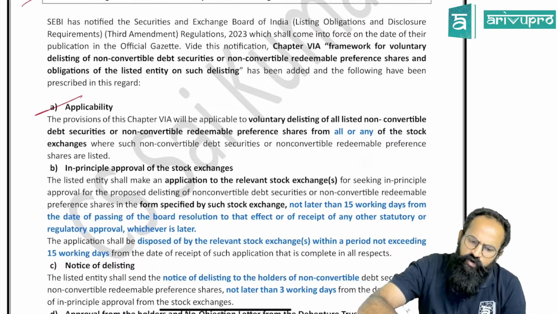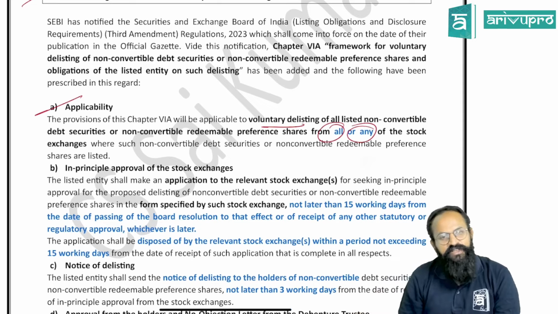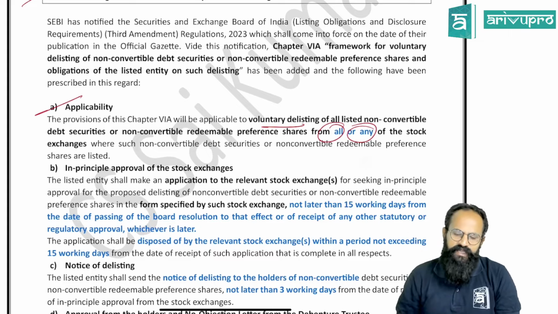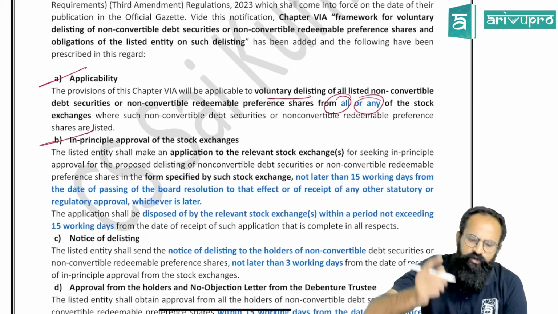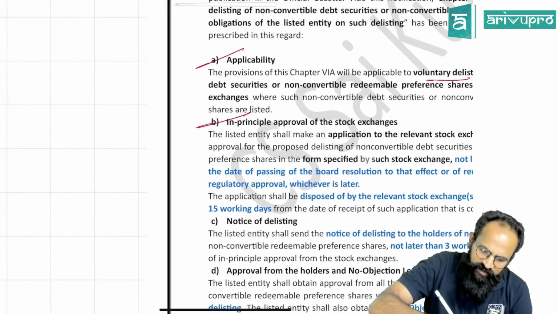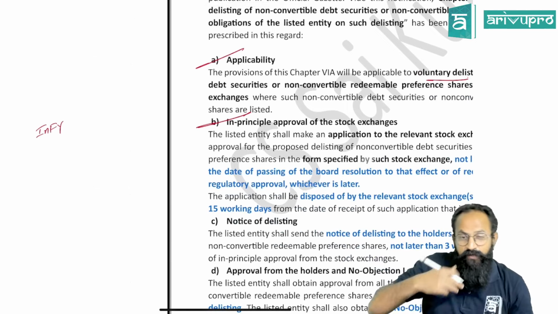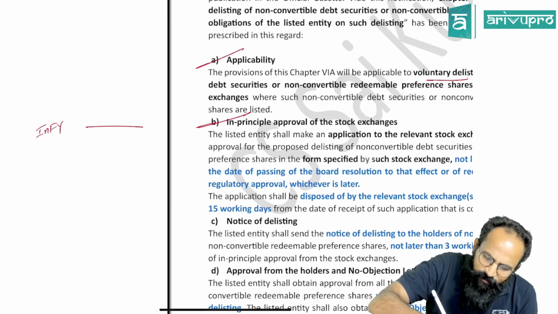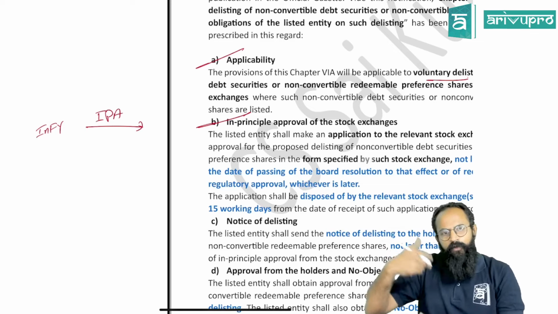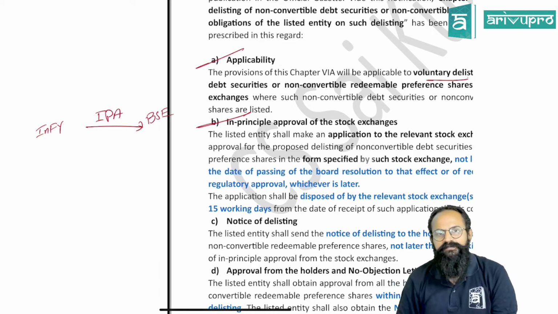Applicability: voluntary delisting from all or any other stock exchange. Whether you want to delist from NSE, BSE, or only from NSE, these provisions will be applicable. First, you need to get an in-principle approval from the stock exchange. Let us imagine Infosys has listed its non-convertible securities. If I want to delist, I have to apply for in-principle approval to the stock exchange from which I want to delist. Imagine I want to delist from BSE; I will apply to BSE.